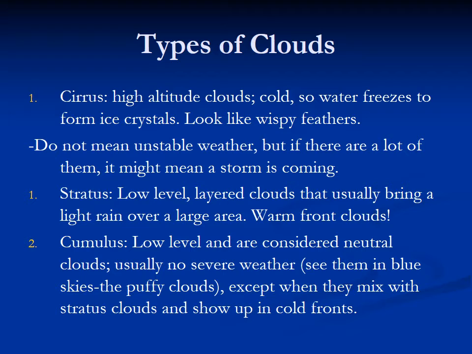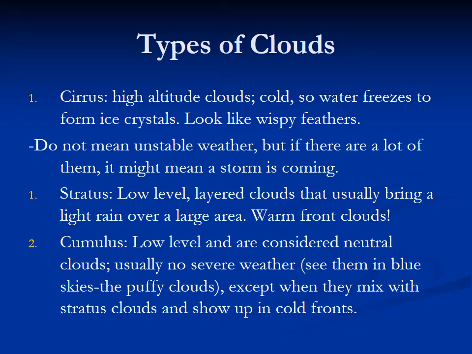This part is just a review on your types of clouds. You guys spent some time doing card layouts on the types of clouds. I just wanted to include this as a quick overview for you. Cirrus clouds are the clouds that look like little feathers. They are high up and they are made of ice crystals. Cirrus clouds don't mean unstable weather, but if there's a lot of them, it might mean that a storm is coming.